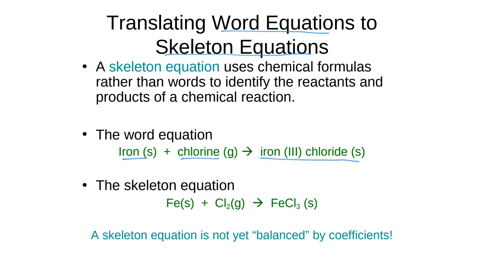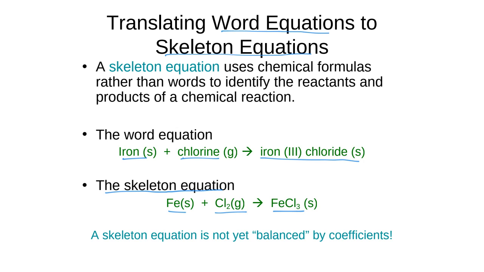And similarly, you can write a skeleton equation using the symbol for iron as Fe, and the symbol for chlorine as Cl2, and the symbol for iron(III) chloride as FeCl3, which is in solid state. Okay, so we will write the state of each element and compound also. Here FeCl3 is solid in state. Although this equation is not balanced yet by the coefficient, we will talk about that in the next slide.